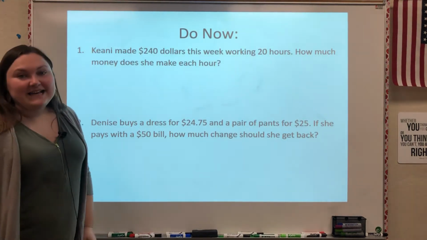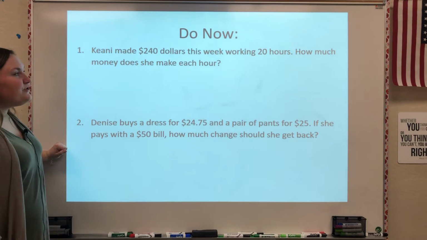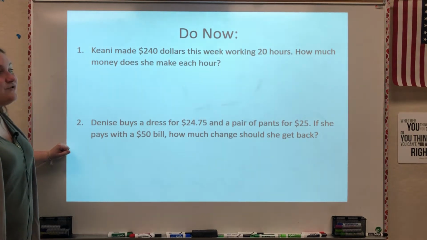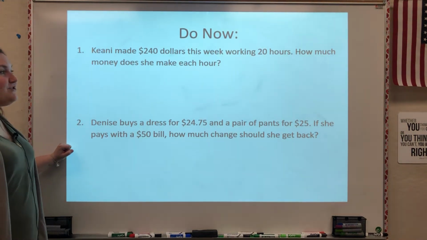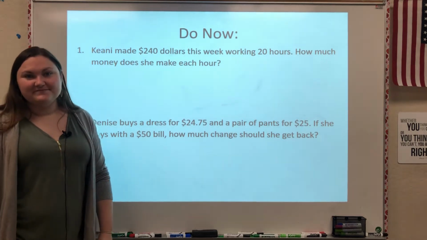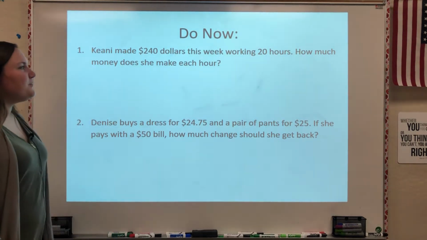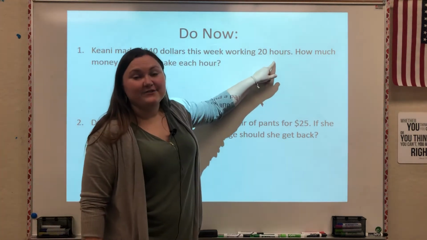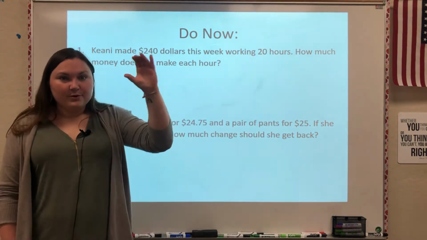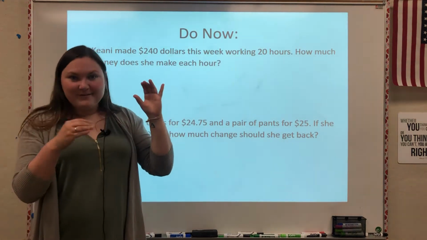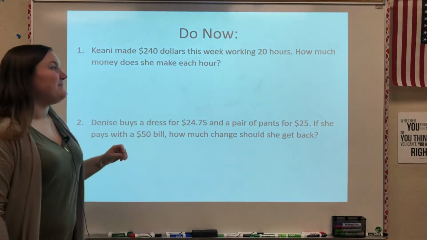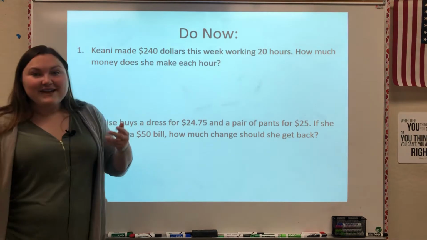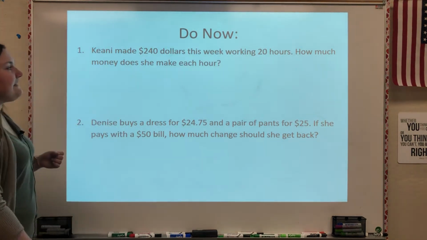The first one says, Kiani made $240 this week working 20 hours. How much money does she make each hour? Well, in order to do that, you would want to do 240 divided by the 20 hours. You're dividing the total amount of money by the total amount of hours to find out how much money she makes each hour. And when you do that, you'll get that she makes $12 an hour.